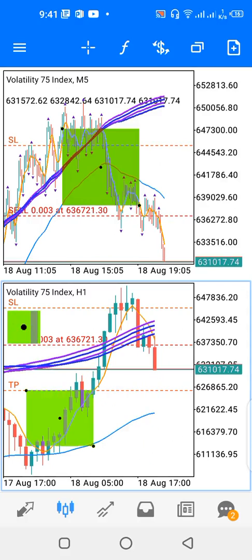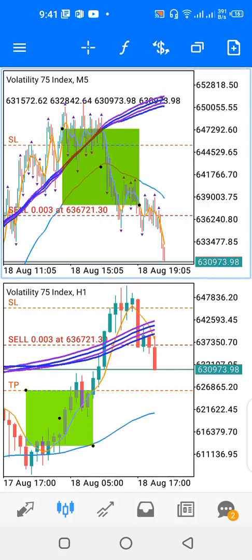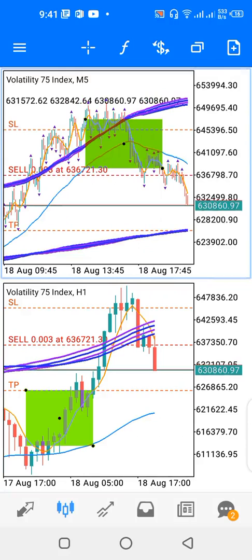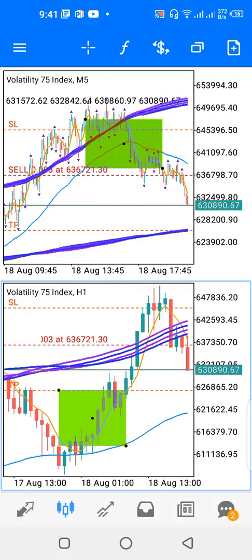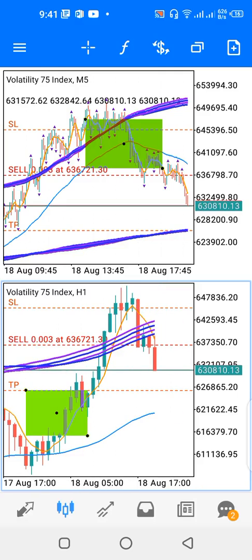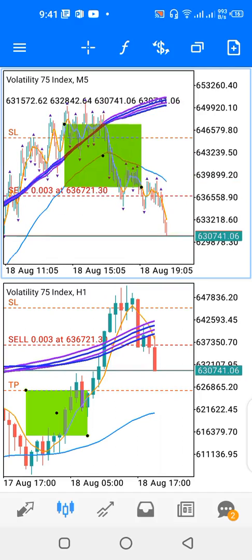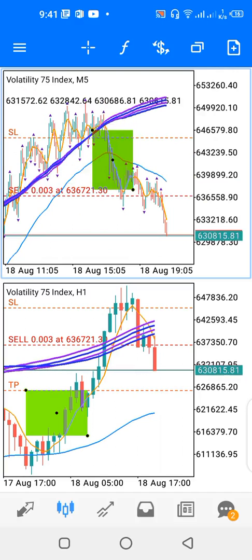What I do is compare what is happening on the upper window, which is the 5 minute time frame, with what's happening on the bigger time frame, which is the 1 hour time frame. So basically the way the strategy works is, on the 5 minute time frame, my sell signal happens when the red line crosses the blue line.